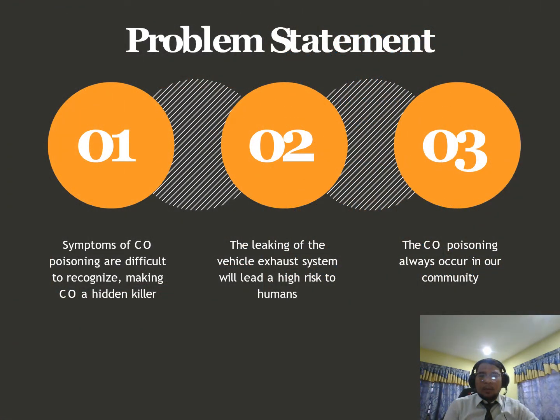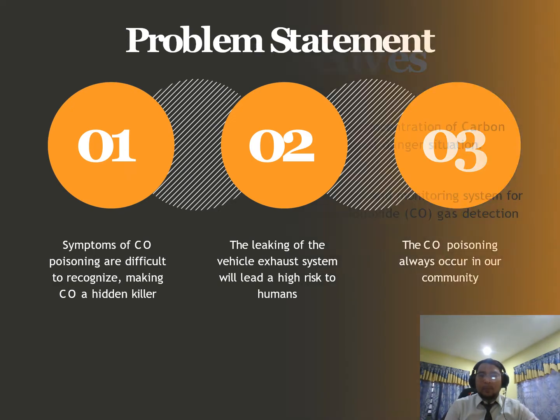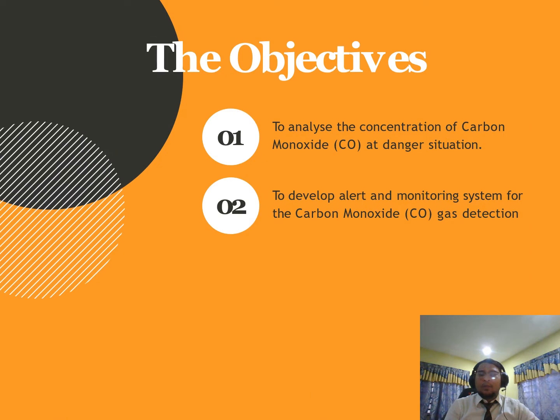The problem statement for this project is that the symptoms of CO poisoning are difficult to recognize, making CO a hidden killer. Next, leaking of the vehicle exhaust system will lead to a high risk to humans. Besides that, CO poisoning always occurs in our community. To prevent CO poisoning, the project was created to detect the presence of CO. The objectives are to analyze the concentration of CO in danger situations and develop an alert and monitoring system for carbon monoxide gas using the Blynk app.